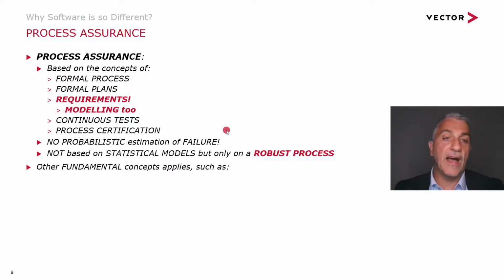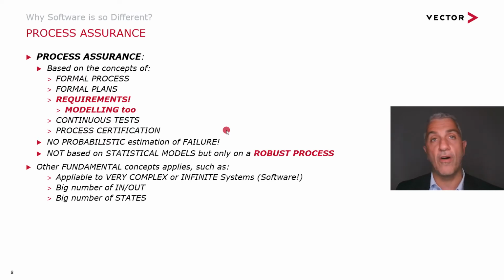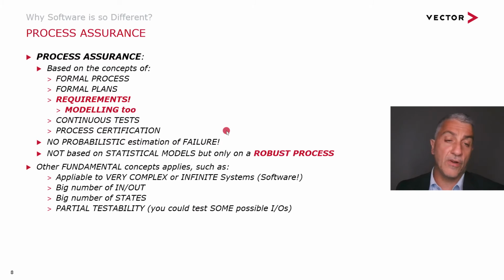The fundamental concept of process assurance is applicable only to very complex and infinite systems, like software, for example, where you have a big number of inputs and outputs, a big number of internal or external states. So you can reach only partial testability. You could not test all the possible IOs, but just some of them. So no full automation of testing is possible.